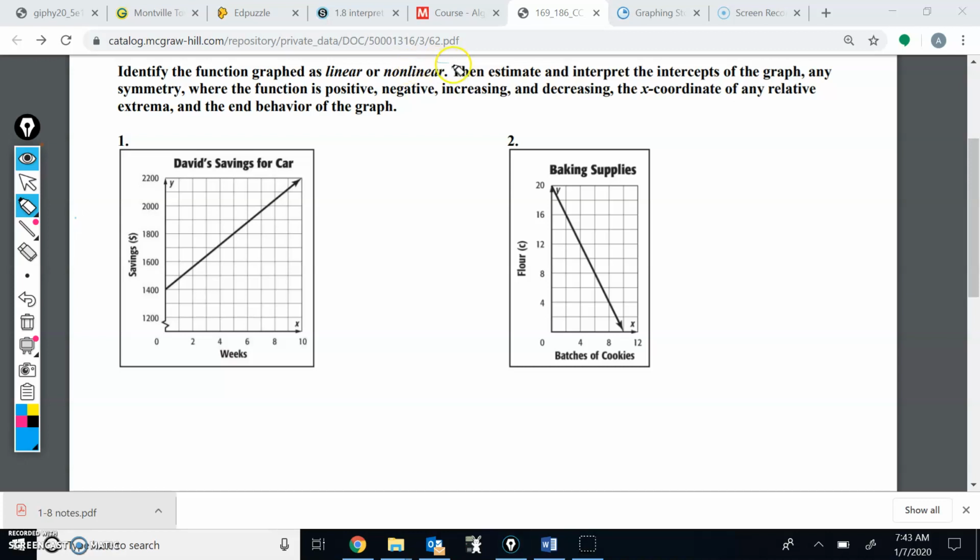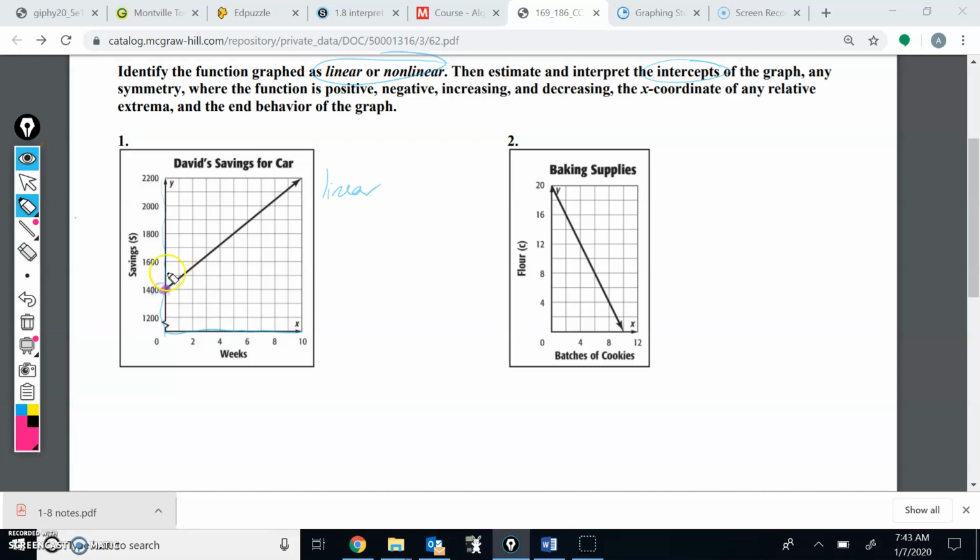We have to identify whether the graph's linear or nonlinear. Does it resemble a line? Yes, so it is linear. Then we have to interpret any of the intercepts for the graph, basically the x or the y intercepts. Does the graph cross the x-axis or the y-axis in this case? It does cross the y-axis at this point value right here.